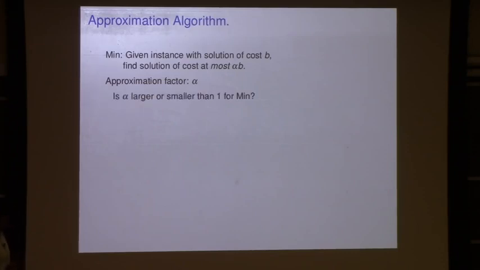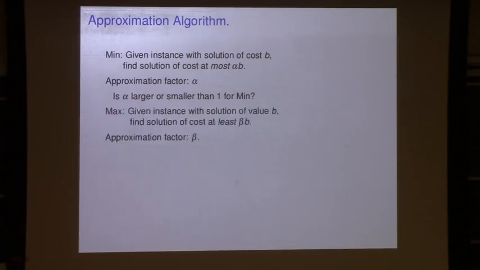Is alpha larger or smaller than 1? Yeah, it should be larger. If it's less than 1, it's nonsense, right? It says there's a better solution than the optimal solution. Okay? Just to get oriented. You could define it for max too. It's the same idea.